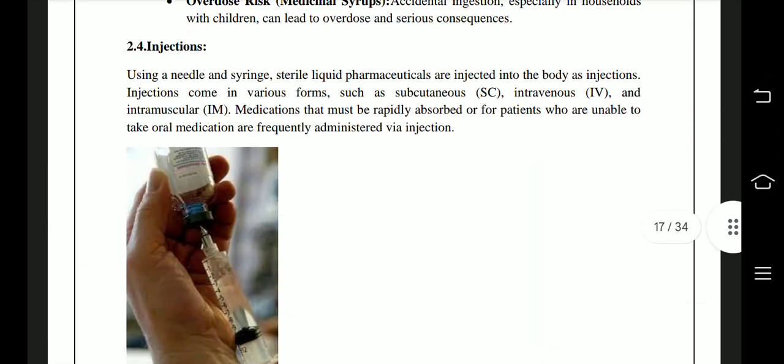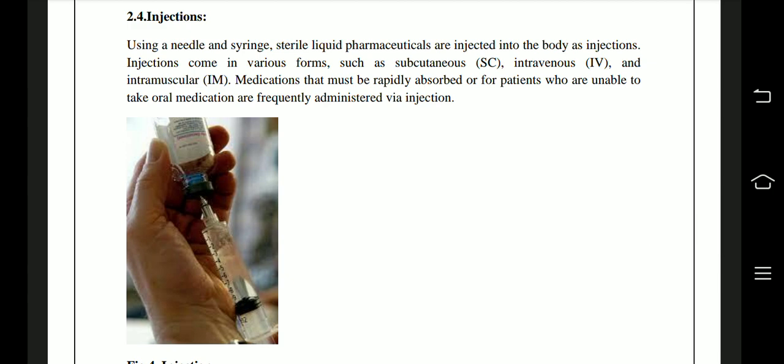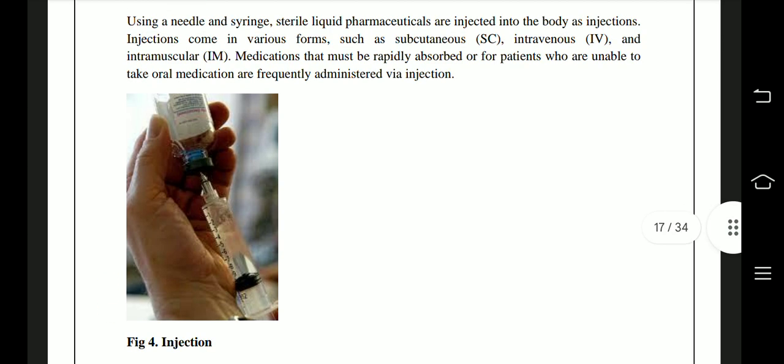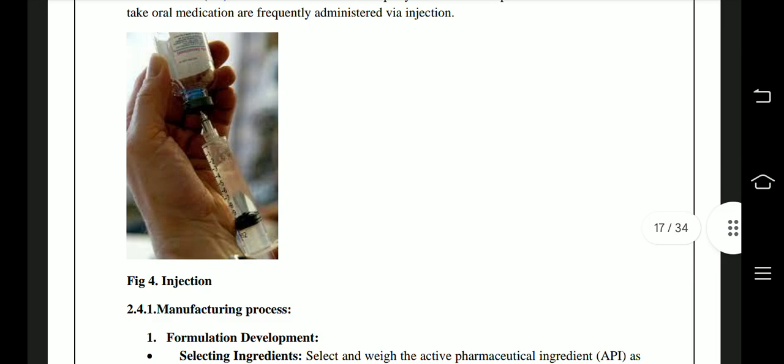Now I am going to explain about injections. Using a needle and syringe, sterile liquid pharmaceuticals are injected into the body as injections. Injections come in various forms such as intravenous, subcutaneous, and intramuscular. They are frequently administered for medications that must be rapidly absorbed, or for patients who are unable to take oral medication.